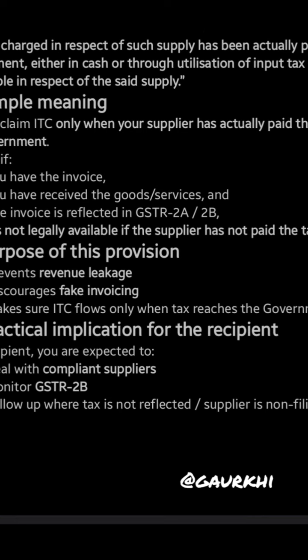So, what does 16(2)(c) state? A registered person shall be entitled to take ITC only if the tax charged in respect of such supply has been actually paid to the government, either in cash or through utilization of ITC admissible in respect of such supply. So, in this scenario, the supplier hasn't paid the tax to the government, thus you are not eligible to avail ITC. You have the invoice, you received the goods and services, you have the invoice reflecting in 2A, but still you are not eligible to avail the ITC since the supplier has not paid the tax.